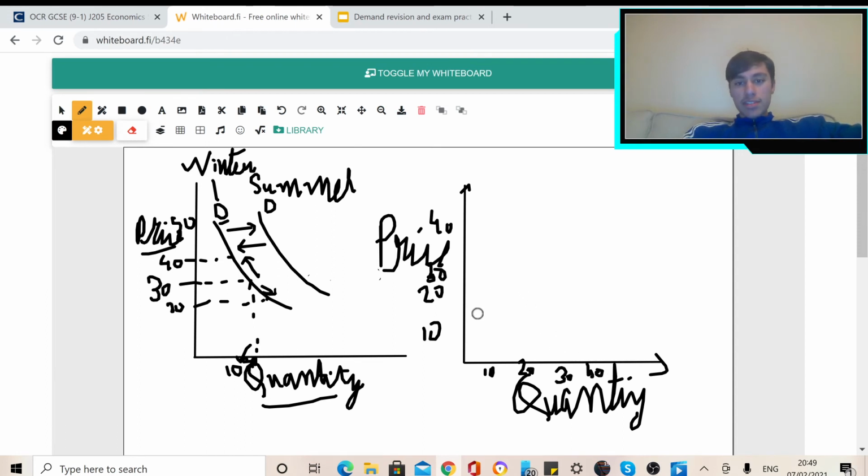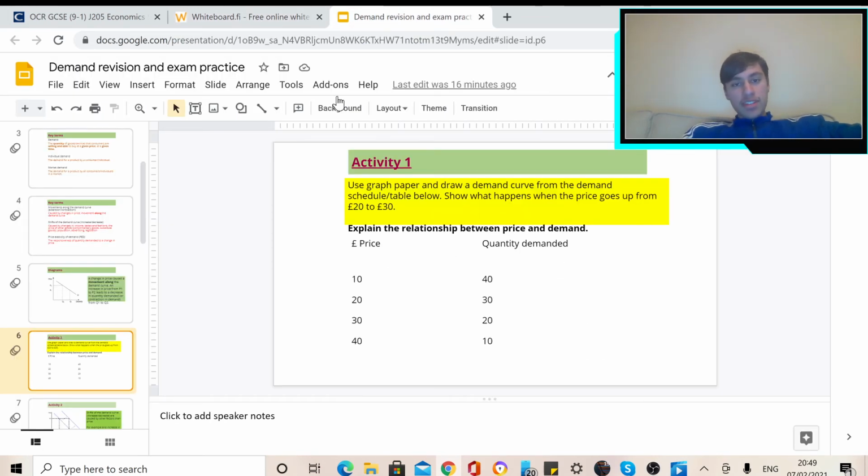Now what we just do is, when the price is 10, the quantity is 40. When it's 20, the quantity is 30. When it's 30, the quantity is 20. And when it's 40, it's 10. So it would be a straight line. Well, I could not draw a straight line here because I don't have a ruler. You see by the proportion here, 10, 40, 20, 30, 30, 20, 40, 10, that it has to be a straight line.